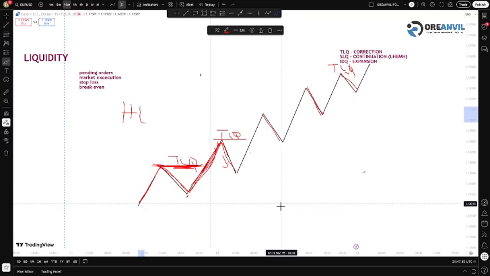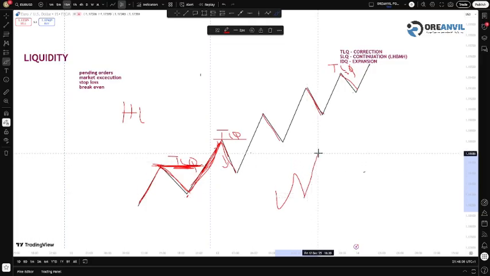So I said, let's say price starts from here. Price is currently here. It went up, it went down. We have a lower high. Then we have another push to the upside. The liquidity taken here is what we call your transactional liquidity.